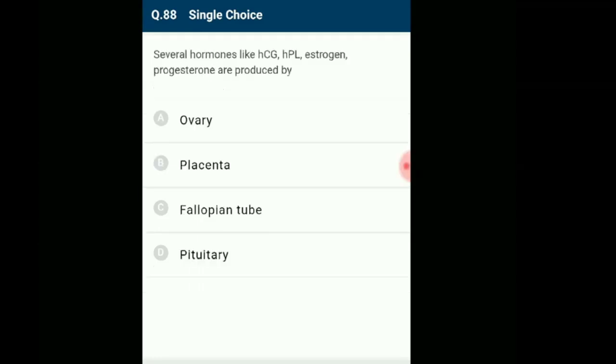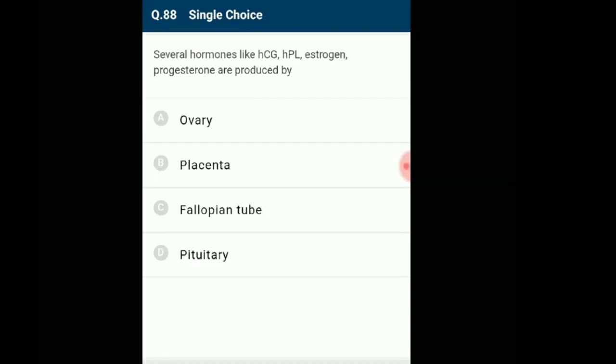Sporopollenin. Question number 88. Several hormones like HCG, HPL, estrogen and progesterone are produced by. Hormones secreted by the placenta are HCG, HPL, estrogen and progesterone. Human chorionic gonadotropin hormone is generally called HCG. This hormone is produced only during pregnancy, almost exclusively in the placenta. HCG level in the maternal blood and urine increases dramatically during the first trimester and may contribute to the nausea and vomiting often associated with pregnancy.